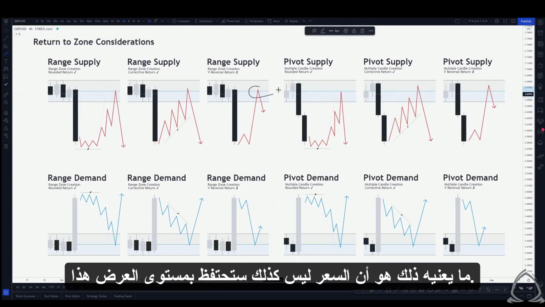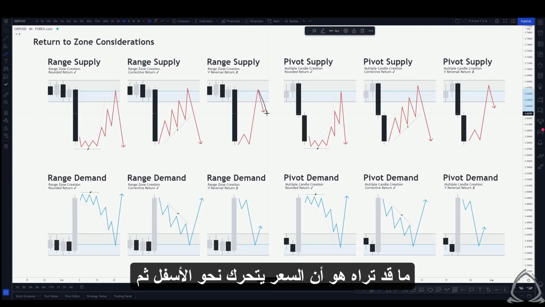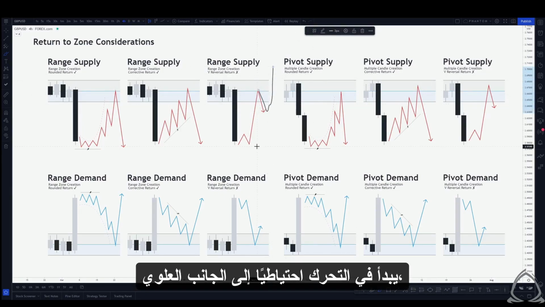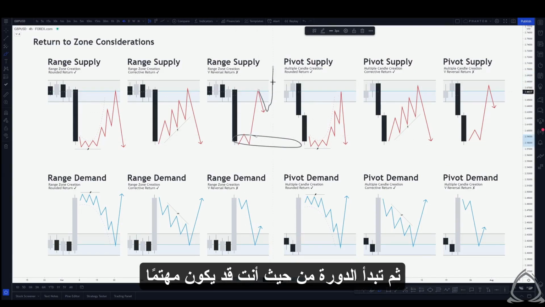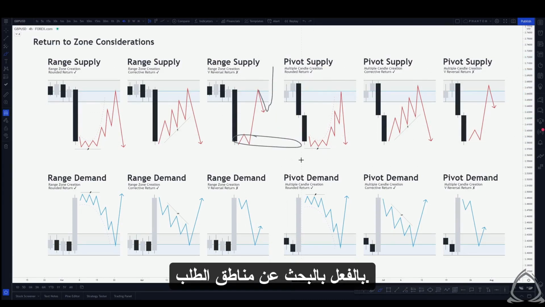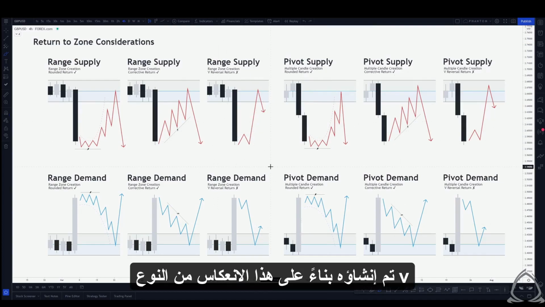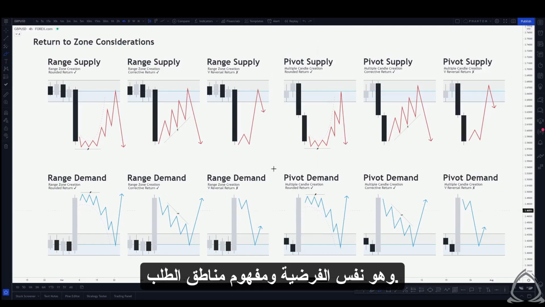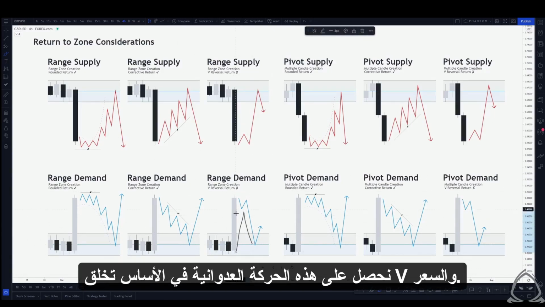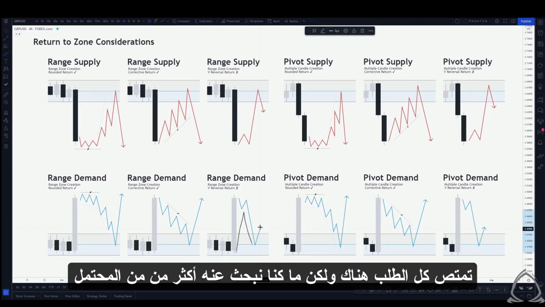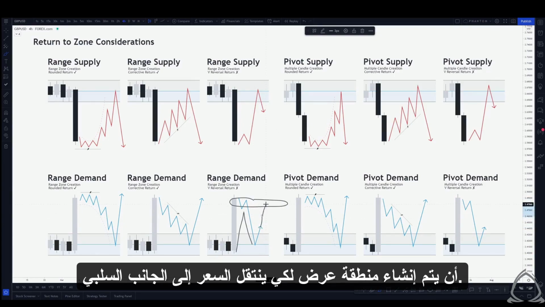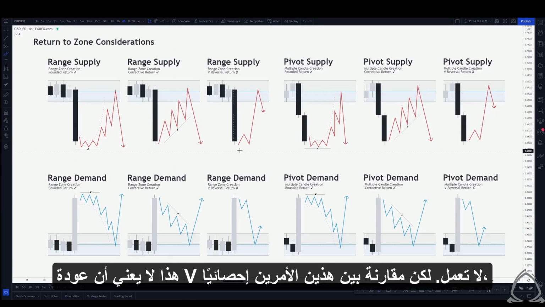More often than not, what that's going to imply is that price is not going to hold that supply level. What you may see is price move to the downside and then begin to move back up into the upside. And then the cycle would begin where you might actually be interested in looking for demand zones that were created on this V-type reversal. And it's the same premise and concept for demand zones. We get that aggressive move back in, basically it creates a V in price. It absorbs all of the demand there. But what we'd be looking for more than likely is a supply zone to be created for price to move to the downside.